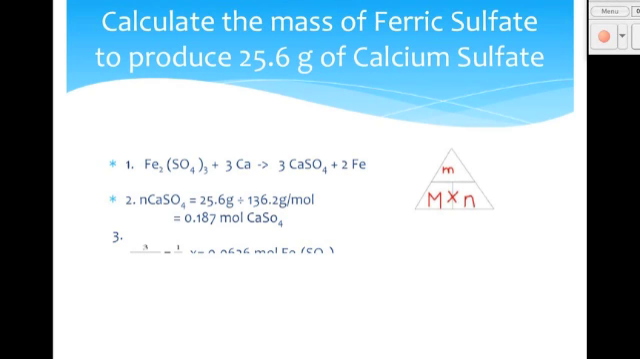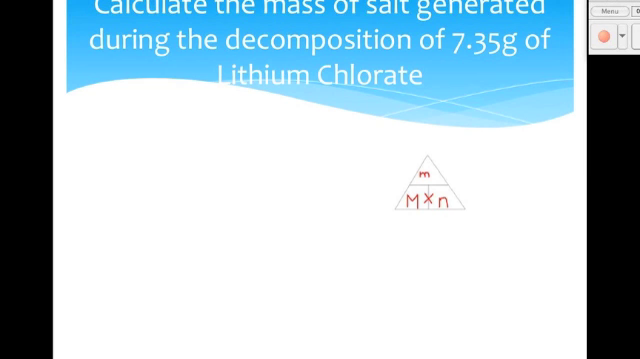Here's another slide. Calculate the mass of salt generated during the decomposition of 7.35 grams of lithium chlorate. So, first step, write the equation and balance it. There you go. And then convert any given masses to moles, and we have the mass of lithium chlorate, so we'll find the molar mass of lithium chlorate and divide 7.35 grams by it, and the molar mass is 90.4, so once we divide that we'll get 0.081 moles of lithium chlorate.